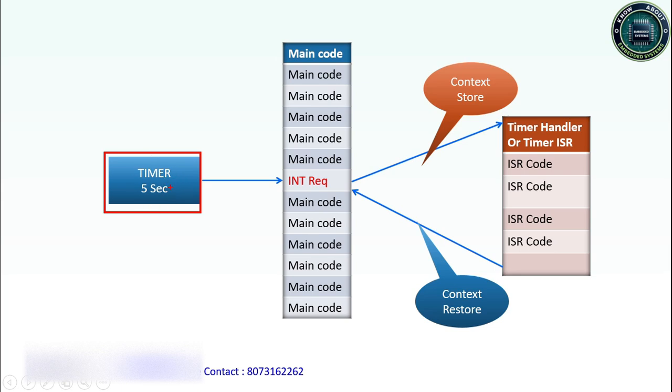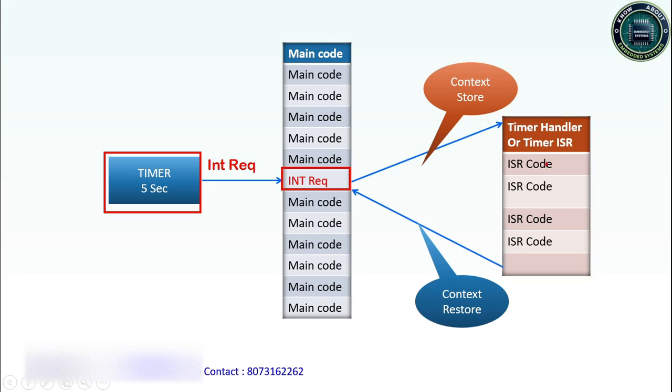Once the timer completes 5 seconds, it is going to generate an interrupt. That's called an interrupt request. After expiring the timer value, the timer module will send a request signal to the processor that it needs service. So once the processor receives an interrupt request signal from the timer module, your processor will jump to the interrupt service routine, also called the interrupt handler.